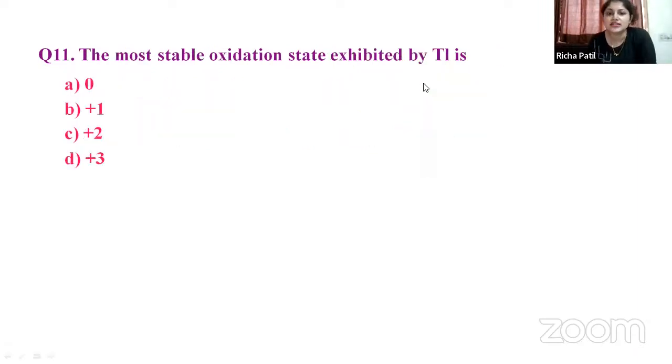The most stable oxidation state exhibited by thallium is. Yes, we had discussed it just now. What is the most stable oxidation state exhibited by thallium? Yes, it is +1, correct. As thallium lies at the bottom of the group, it has the maximum inert pair effect, due to which it has the tendency to lose only one electron. Thus it is very stable with an oxidation state of +1, due to the inert pair effect.